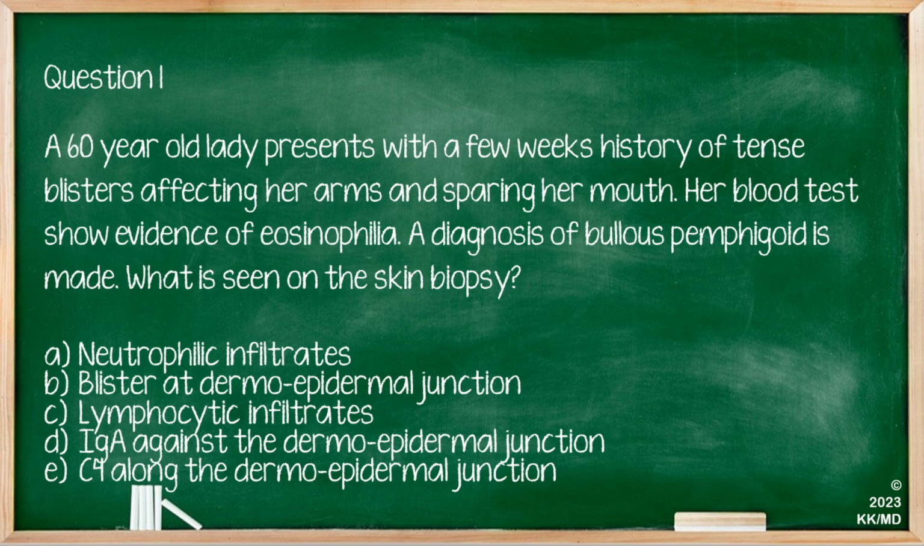So as we said before, skin biopsy questions can be quite common in MRCP questions, both in part 1 and part 2. So the options here are neutrophilic infiltrates, blisters at the dermoepidermal junction, lymphocytic infiltrates, IgA against the dermoepidermal junction, or C4 along the dermoepidermal junction. The correct answer here is blistering at the dermoepidermal junction, as you may recall from an earlier slide.